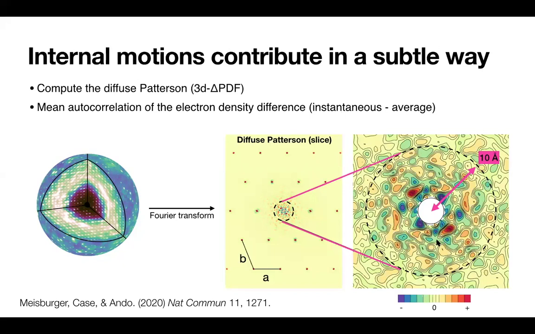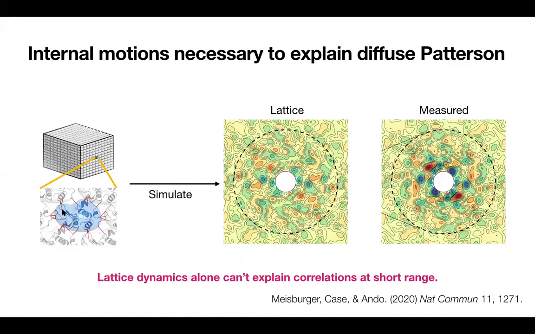Okay, so how much of this is coming from internal motion and how much is from lattice dynamics? So what we did is we simulated the diffuse scattering from our lattice model that we'd refined, calculated the Patterson function, and then compared that with the one we measured. What you can see immediately is that the measured one has more intense features at short distances than does the lattice model. And so we conclude that the lattice dynamics alone really can't explain these correlations at short range.